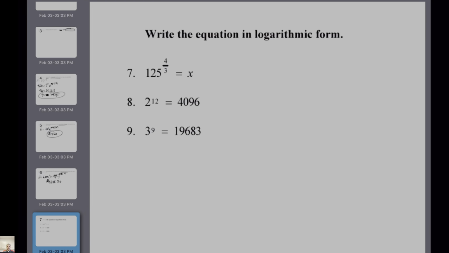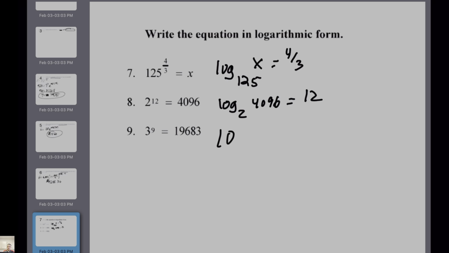Write in logarithmic form. These are the easy ones. So it's in exponential form, so write it in logarithmic form. Log base 125 of x equals 4/3. That's all you're asked to do. Log base 2 of 4096 equals 12. Log base 3 of 19,683 equals 9. You're done.